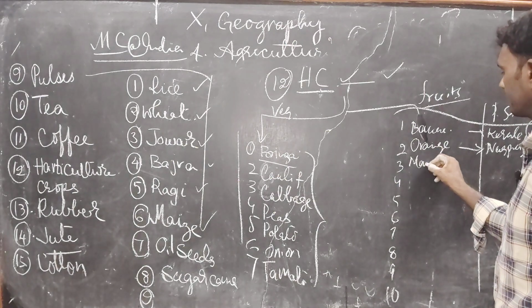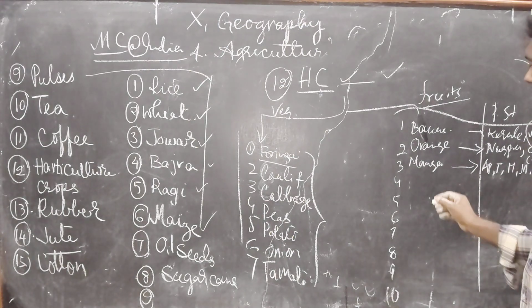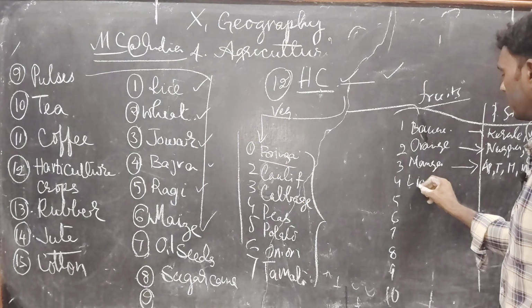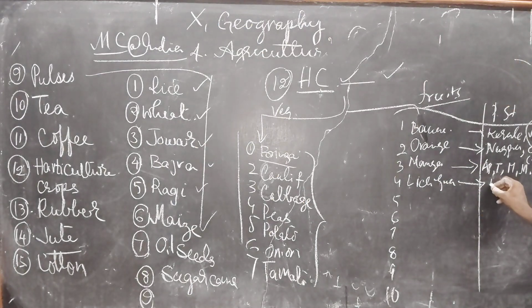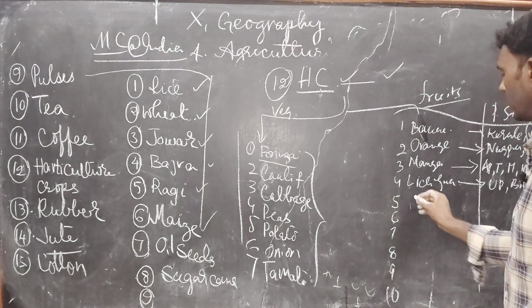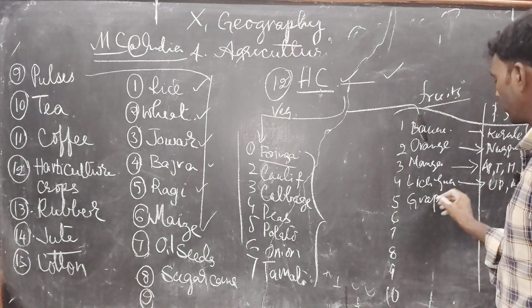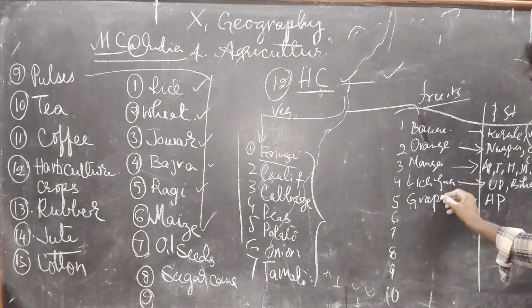Mangoes are famous in Andhra Pradesh, Telangana, Maharashtra, Madhya Pradesh, West Bengal. And then lychee and guava, which we are producing in Uttar Pradesh and Bihar. Lychee and guava. And then grapes. We are producing grapes very well in Andhra Pradesh. Grapes.